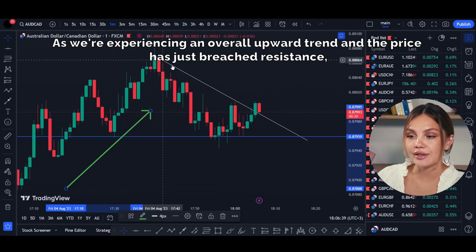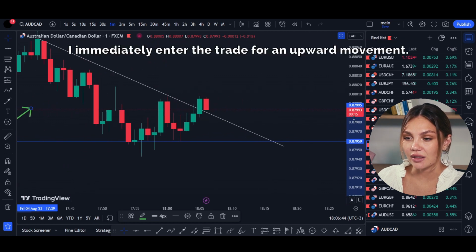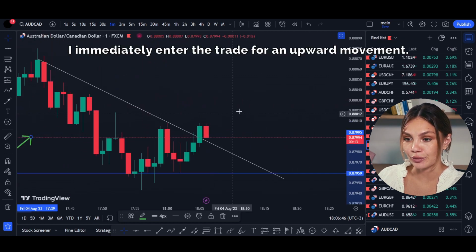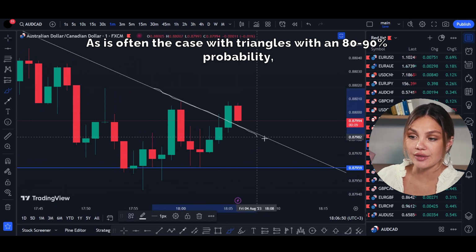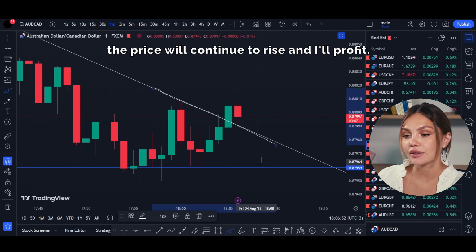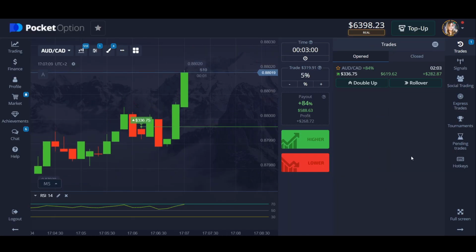As we're experiencing an overall upward trend and the price has just breached resistance, I immediately entered the trade for an upward movement. As is often the case with triangles, with an 80–90% probability the price will continue to rise and I'll profit. In the meantime, let's wait for the trade's completion.